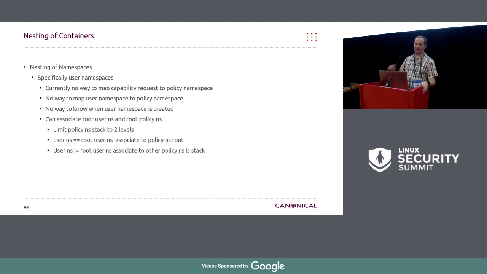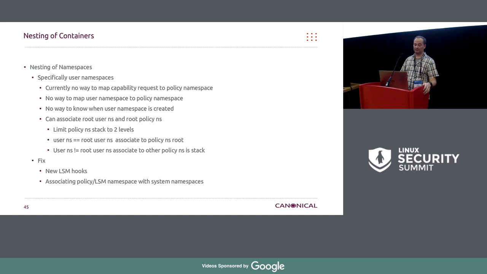But we can do something. We can associate the root user namespace and the root policy namespace for AppArmor that we have. And we can limit our stacking depth for host containers doing this kind of thing right now to 2, right? So we know if the user namespace is equal to the root namespace, we're good. We can use the policy namespace. We can get that mapping that we need. If it's not, we're limiting our stack to 2, and then we know it's the other. So then we can actually figure out where things are.